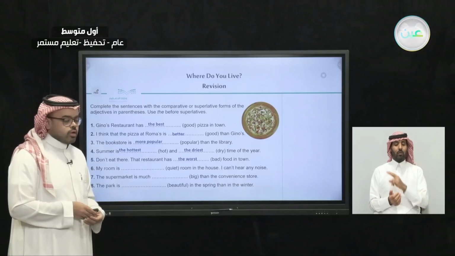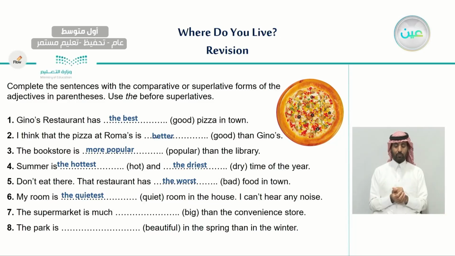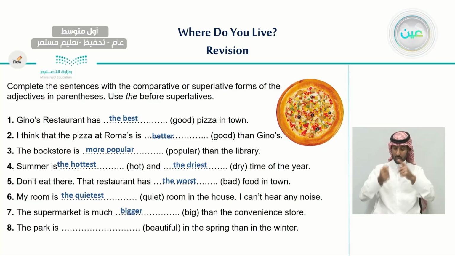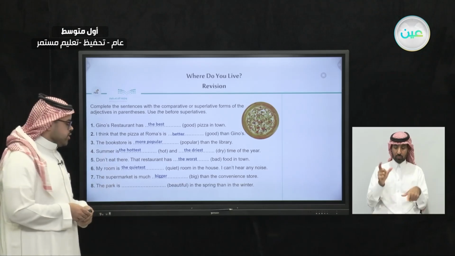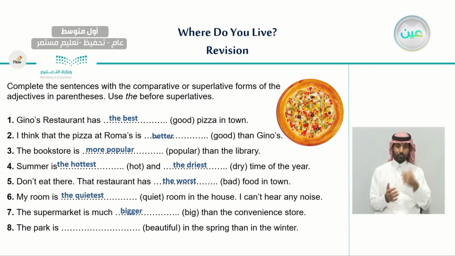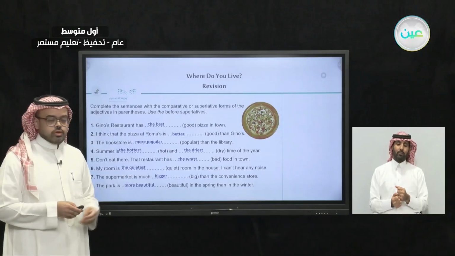So this is a superlative. Number 6: my room is the quietest room in the house. And number 7: the supermarket is much better than the convenience store. So this is a comparative. We're comparing between two things here. And the last one, number 8: the park is more beautiful in the spring than in the winter. And here we also use the comparative form because we are comparing between two things.